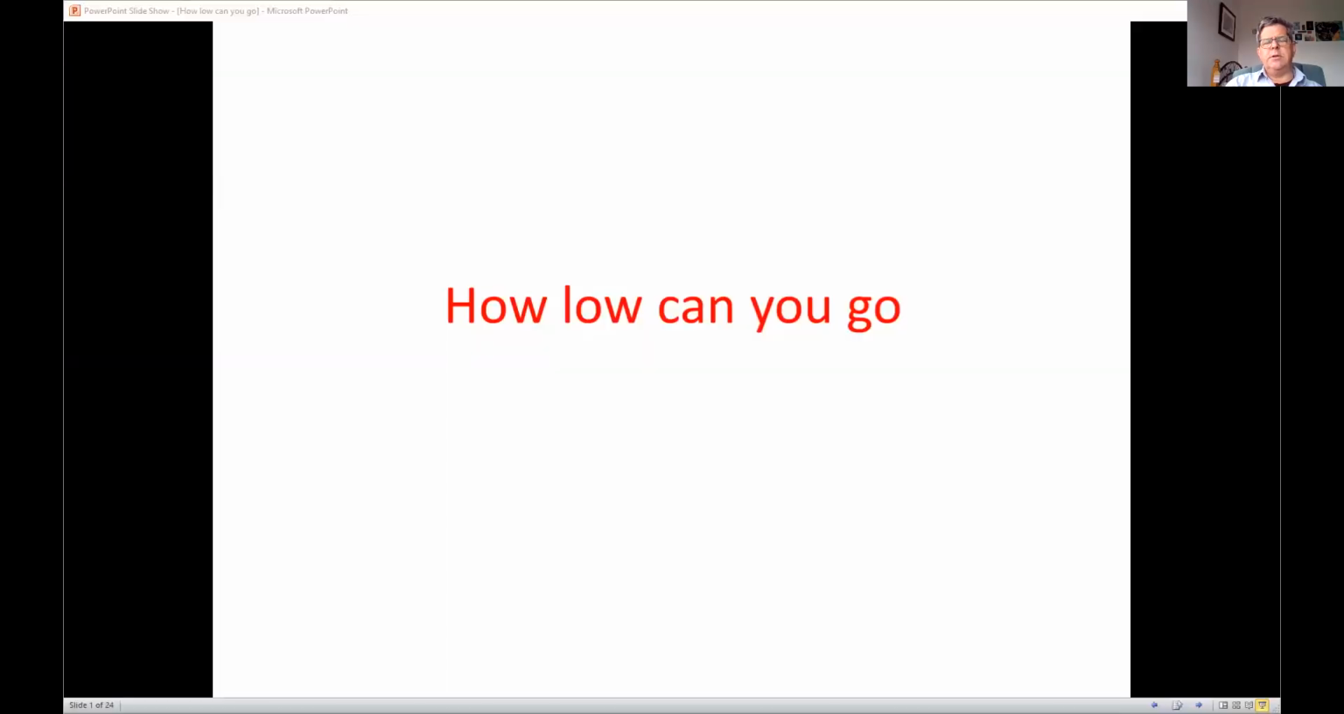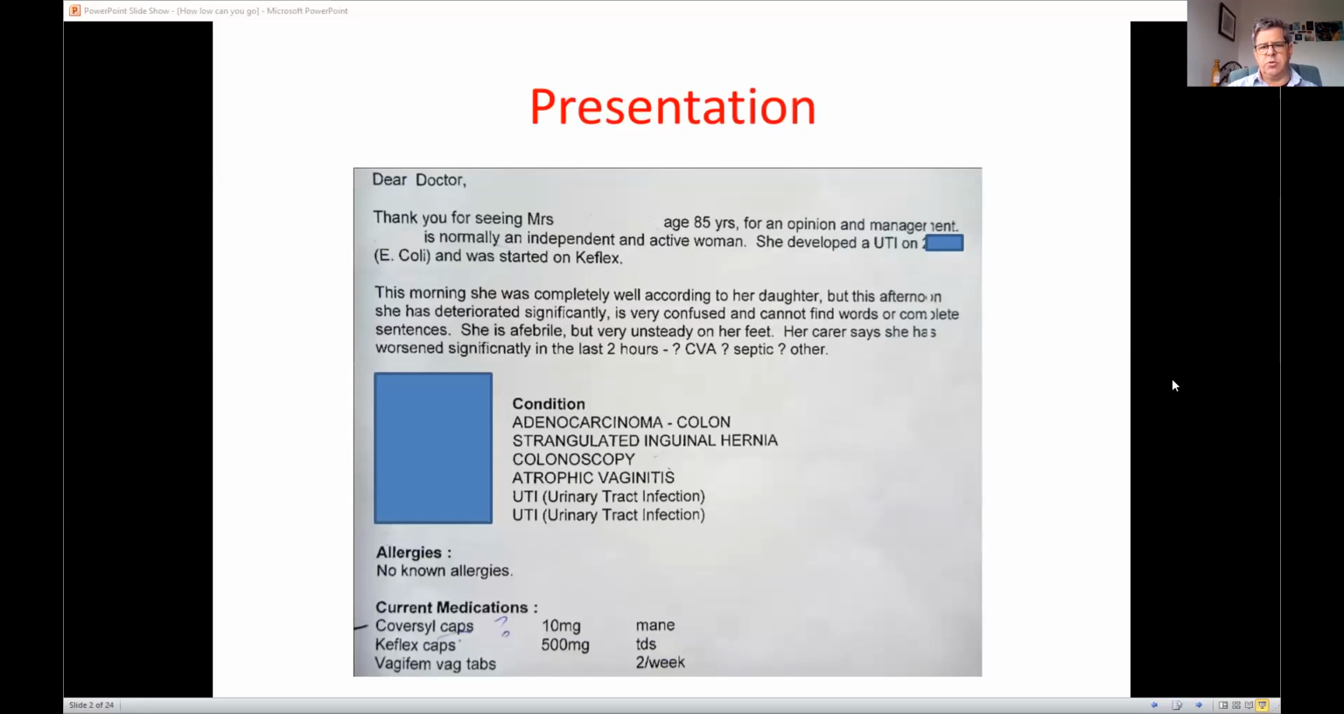What I'll do is just start with the PowerPoint slide. And this particular patient is called How Low Can You Go? So it's an elderly patient who's 85 years old. She's been treated by the local doctor for a urinary tract infection, an E. coli urinary tract infection, with some Keflex.